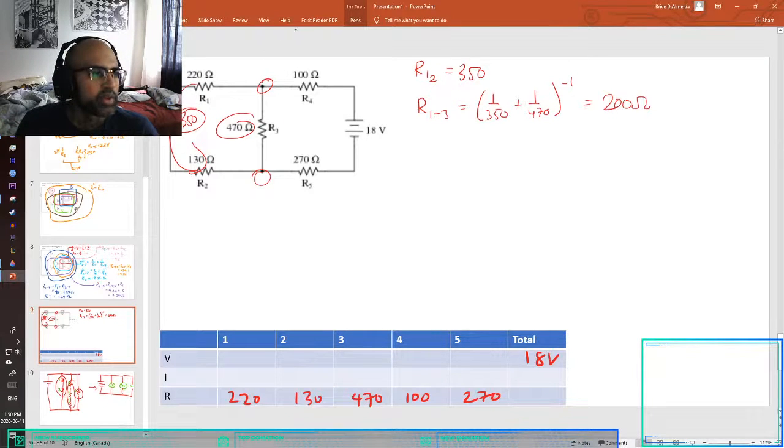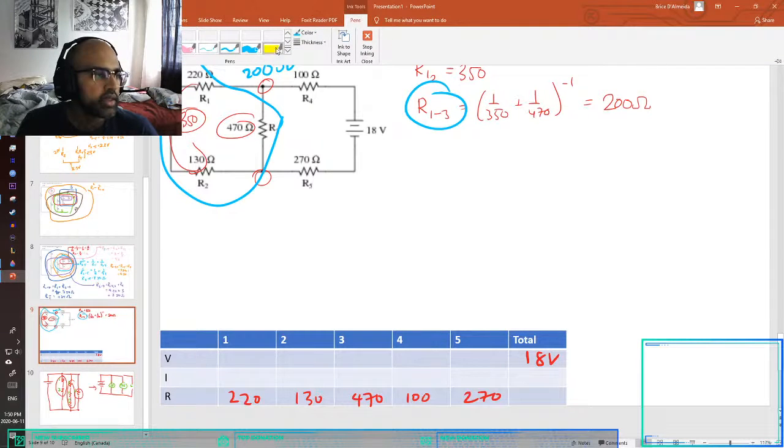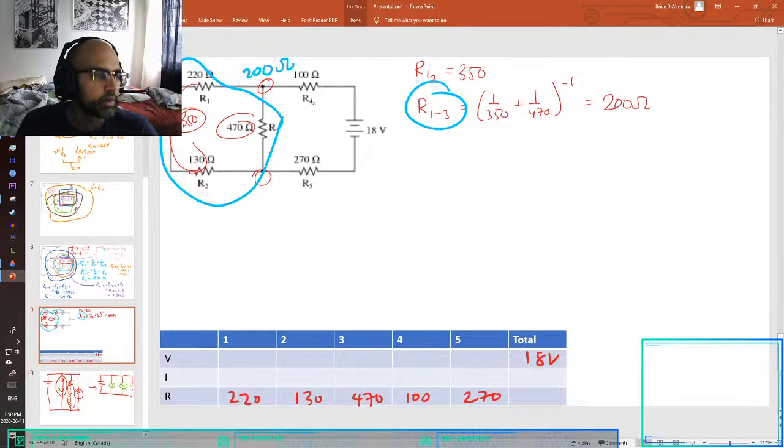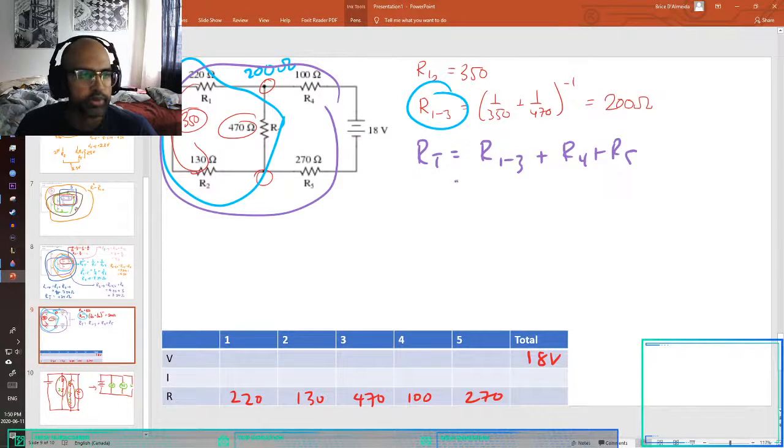So what we just calculated, let's do that in a different color. This one over here is all three, and all three combined to make 200 ohms. Very convenient for us. Now this is a series circuit, so I'm just going to add everything in a different color. Let's do purple. RT was equal to R1 to 3 plus R4 plus R5. It's a series circuit, so we use series circuit rules. So 200 plus 100 plus 270. So 570.